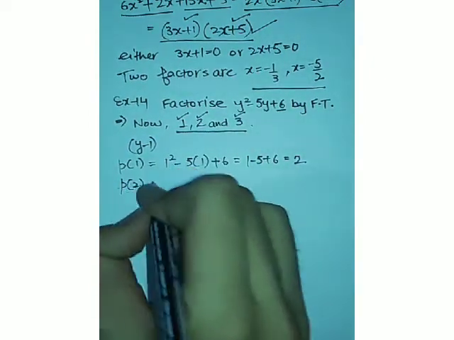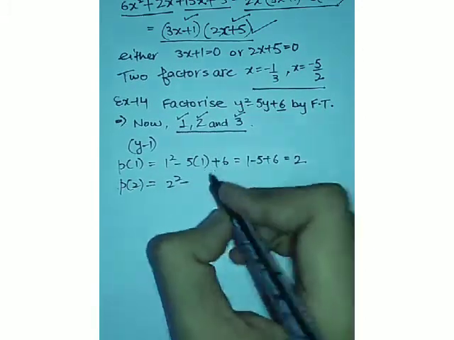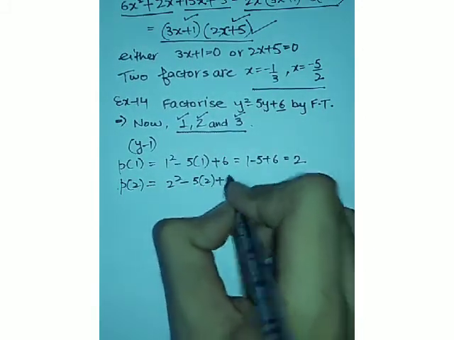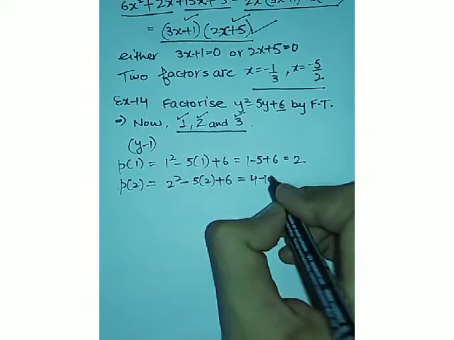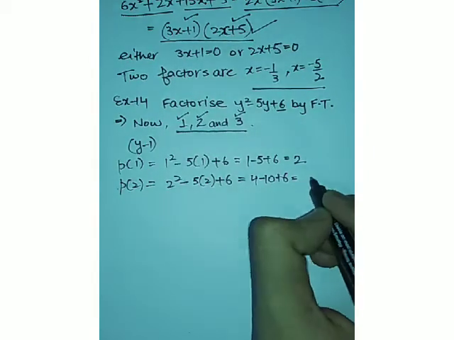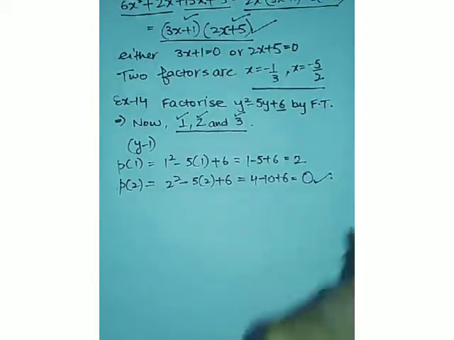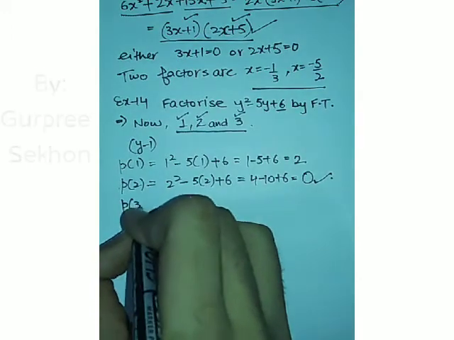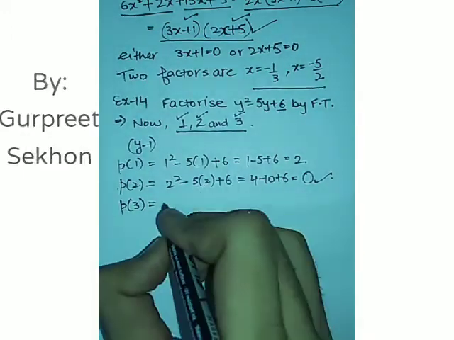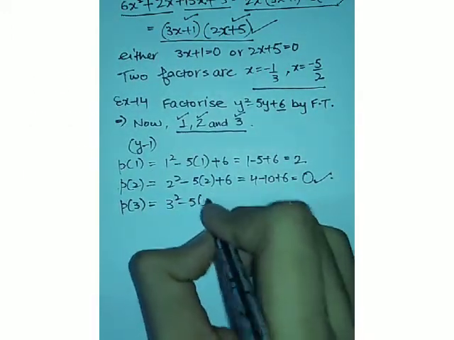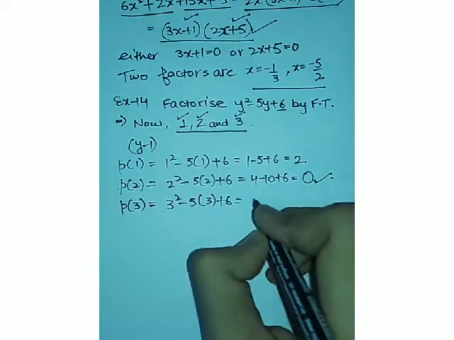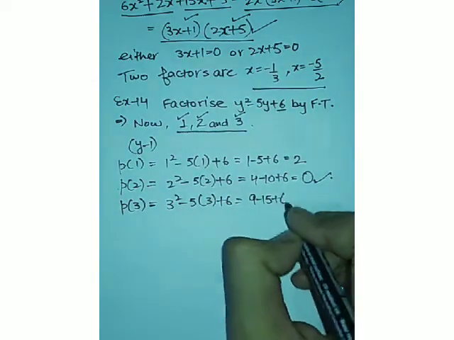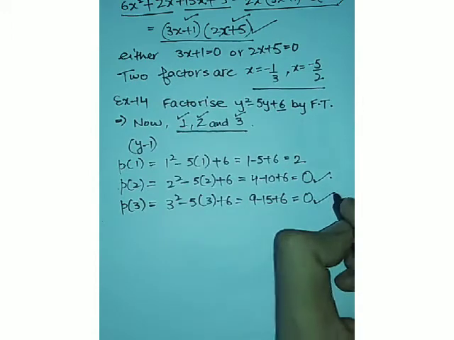Now p of 2, 2 square minus 5 multiply 2 plus 6, it means 4 minus 10 plus 6. Now 4 minus 10 is minus 6, plus 6, 0. Our one factor is y minus 2. Next one will be p of 3, that is 3 square minus 5 multiply 3 plus 6. It means 9 minus 15 plus 6. It means minus 6 plus 6, again 0.